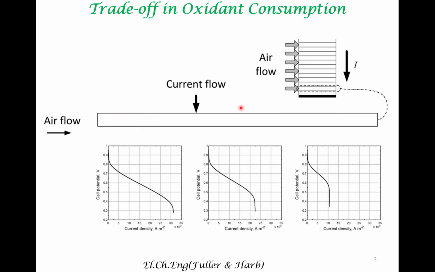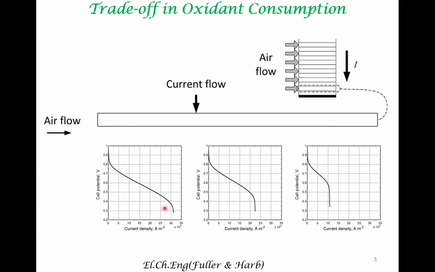So in this area, closer to input of air, there is a lot of air available to you. So even though you increase your current density, the concentration over potential does not kick in. That is, you have greater limiting current density in this area because of greater amount of air being available.